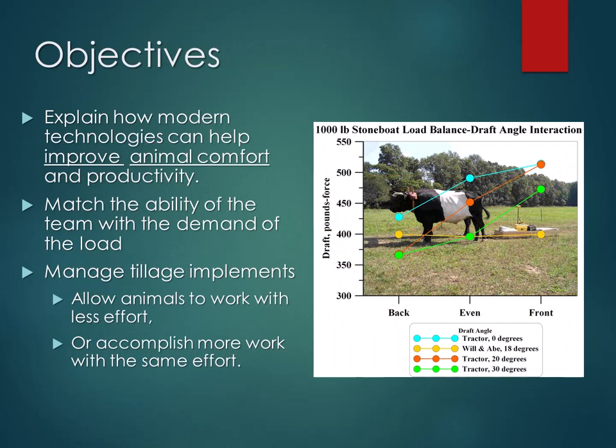My goal here is to explain how modern tools of precision agriculture can help improve animal comfort and productivity by better matching the team's ability with the demand of the load. The animals are the tractive power source. By selecting and adjusting tillage implements, you can manage and conserve the animal's energy and help them accomplish the task with less effort or accomplish more work with the same effort.